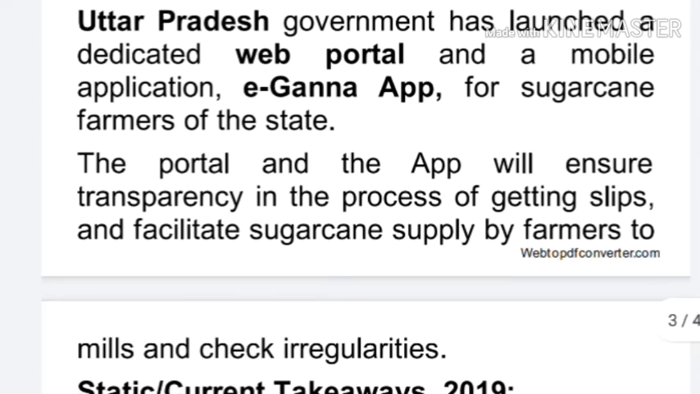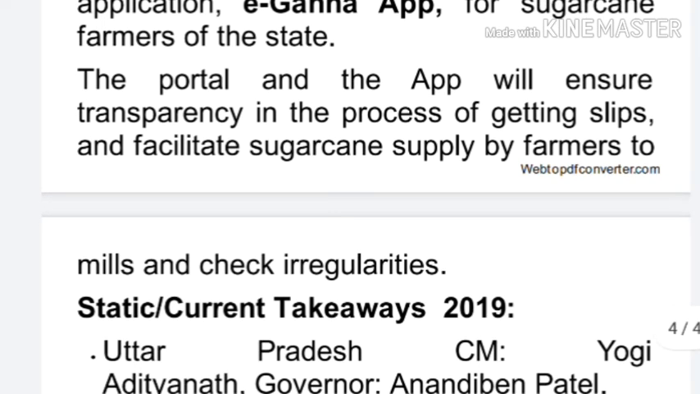Uttar Pradesh government has launched a dedicated web portal and a mobile application, which is the e-ganna app, for sugarcane farmers of the state. The portal and the app will ensure transparency in the process of getting slips and facilitate sugarcane supply by farmers to mills and check irregularities.